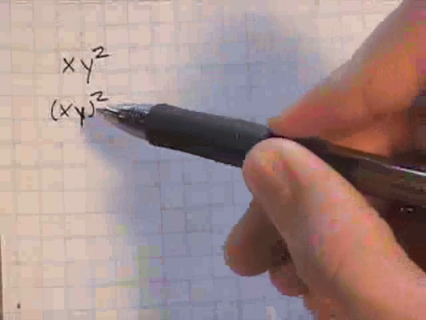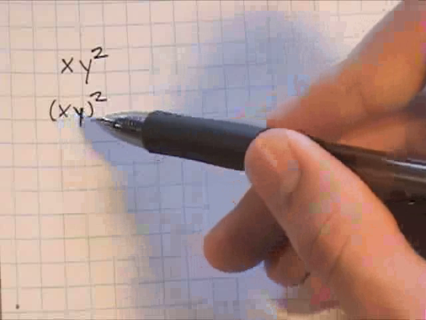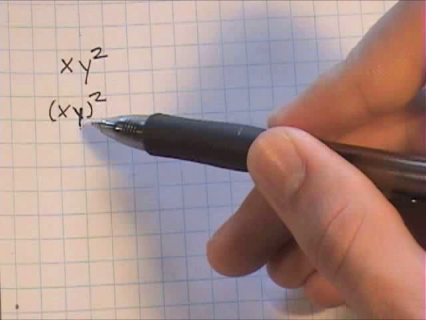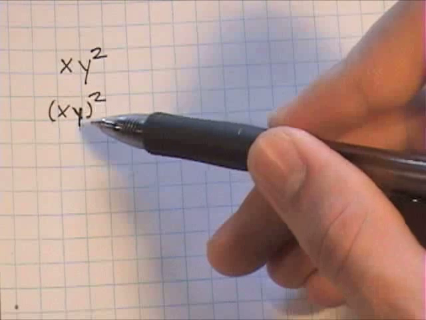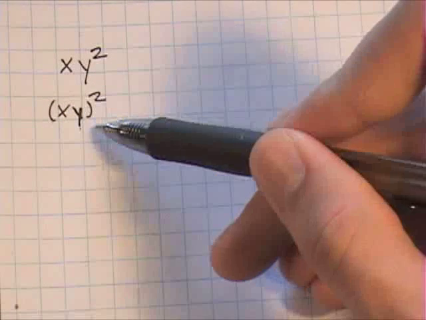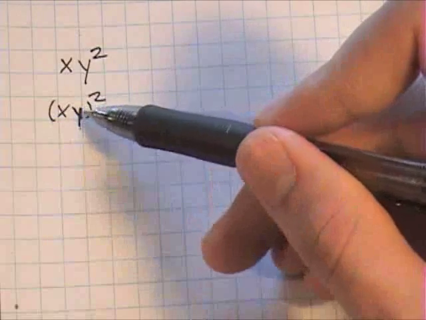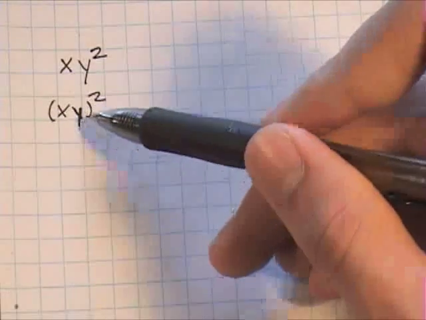When you have parentheses like this that are around maybe multiple variables or numbers, or just multiple bases, then this exponent applies to all of them. That's the only time that it will apply to more than just the one right before it.